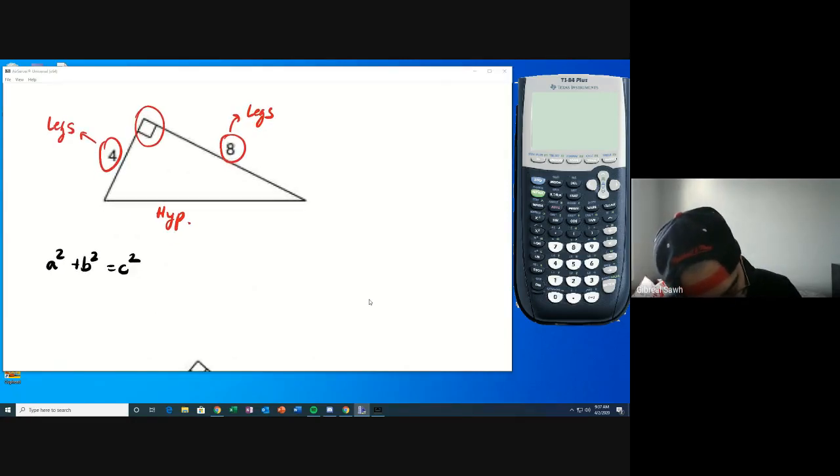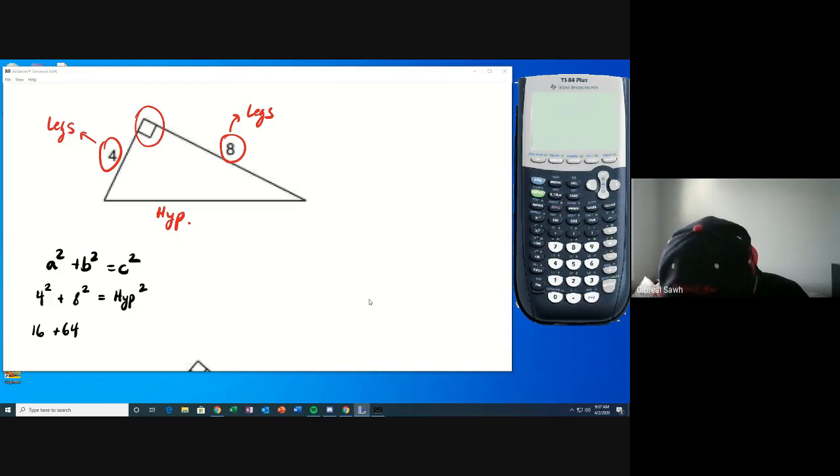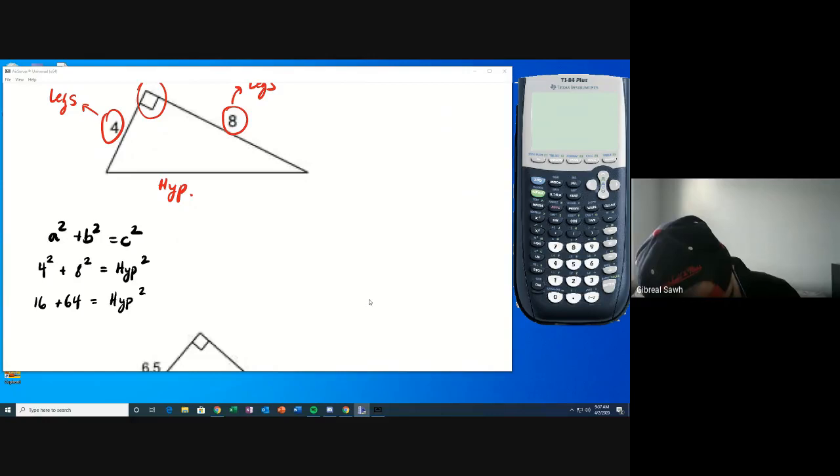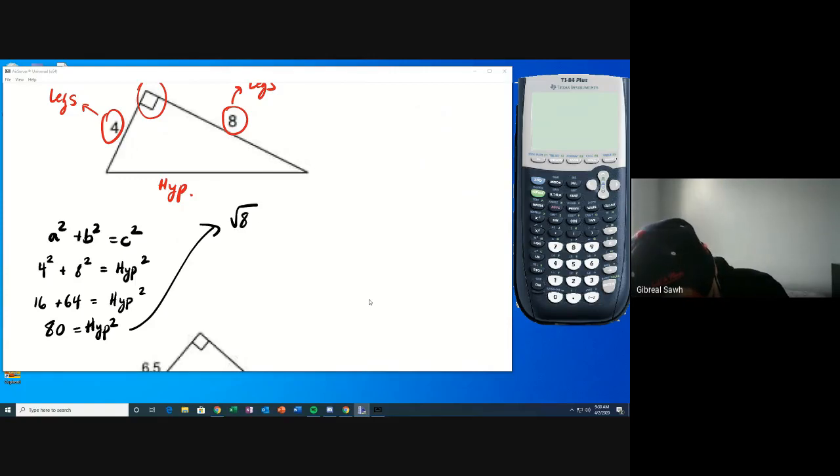Okay, if we fill in some information, we have 4 squared plus 8 squared is equal to whatever our hypotenuse is squared. Okay, so 16 plus 64 is equal to our hypotenuse still squared. Okay, we're going to have to deal with that exponent in a minute here. So if I do 16 and 64, when you add them together, you get 80. That's equal to your hypotenuse squared. Now, if you square root both sides at this point, you're going to get rid of your exponents of 2.